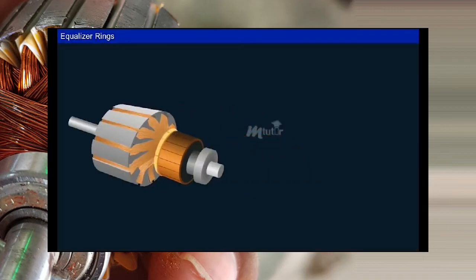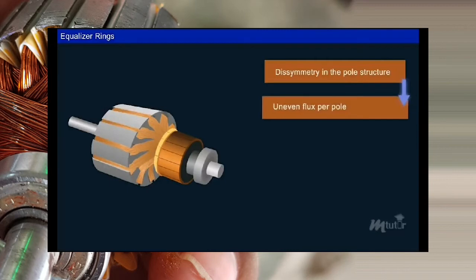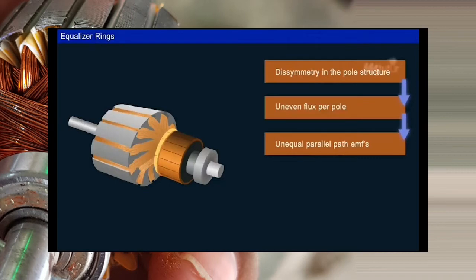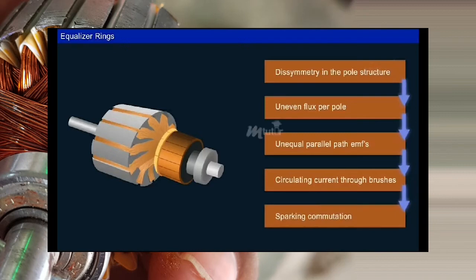In DC machines, due to the possible dissymmetry in the pole structure, there is uneven distribution of flux per pole and EMF in the parallel paths, which in turn causes unequal circulating currents to flow in the armature through the brushes, causing overheating and severe sparking during commutation.